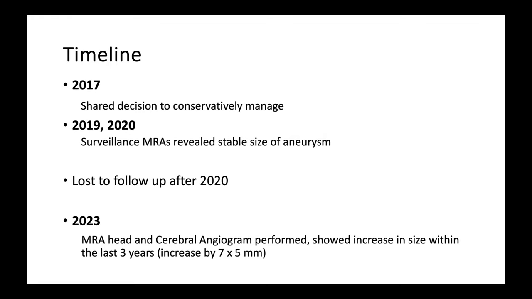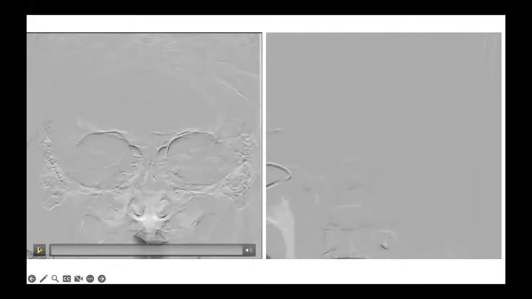We did get yearly surveillance scans in 2019 and 2020, and the aneurysmal size was stable, the same dimensions, 1 centimeter in length and 0.8 or 0.9 in axial diameters. And she's not the best of patients, and she was last seen in follow-up in 2020. Then she came back in 2023, we did an MRA and also a cerebral angio, and it showed an increase by 7 millimeters in anterior-posterior and 5 millimeters in lateral dimensions, just within 3 years. And I have pictures of the repeat angio done in 2023.